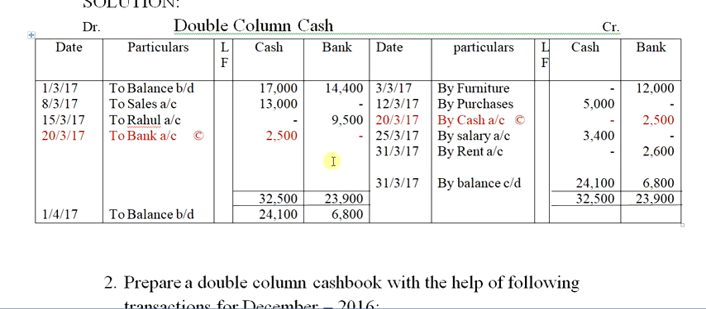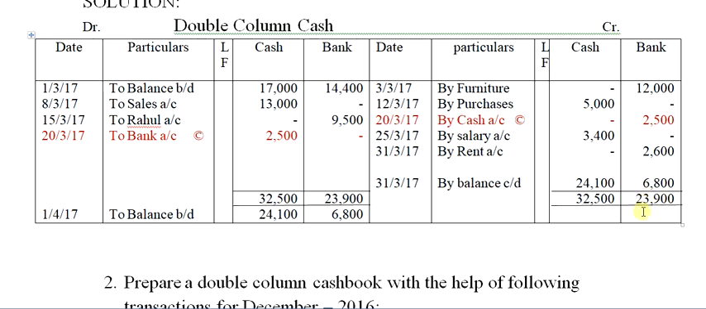So totally on both the sides, debit side total is more. So on the debit side, under the cash column 32,500, bank column 23,900. The same total you make on the credit side also. 32,500 and 23,900. 32,500 minus 5,000 minus 3,400 will be getting the closing balance of 24,100.